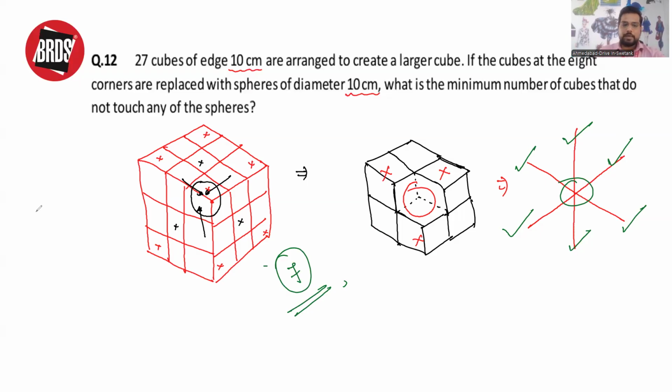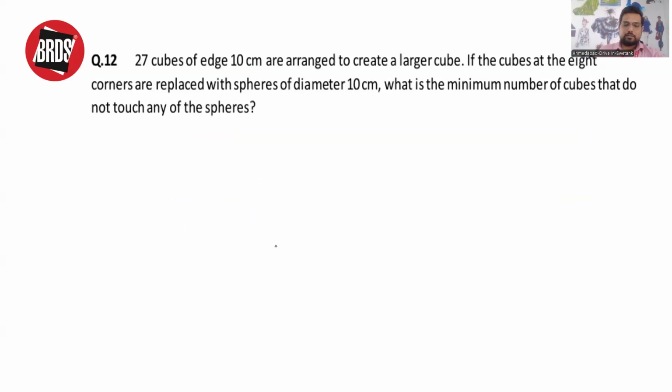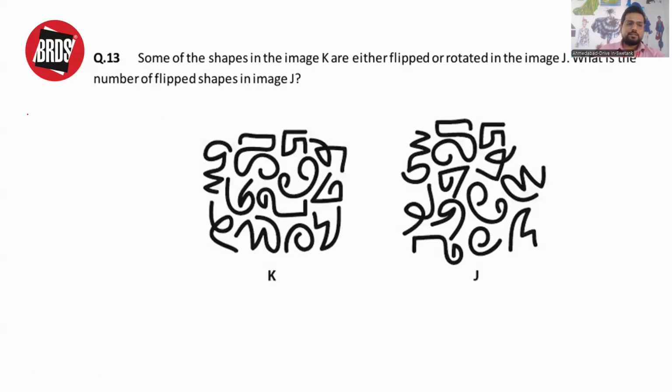Clear? Okay. Now moving ahead on to the next question, guys. The very next question is a very simple one, and if you get confused in this type of question, you could use your rough sheets for getting the answer. That some of the shapes in the image K are either flipped or rotated in the image J. And we have to just find out the number of shapes which have been flipped in the image J. Some of them are rotated, some of them are flipped.